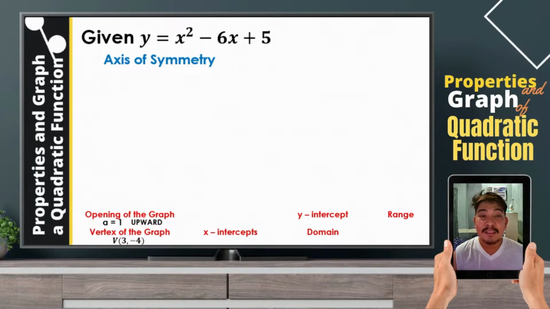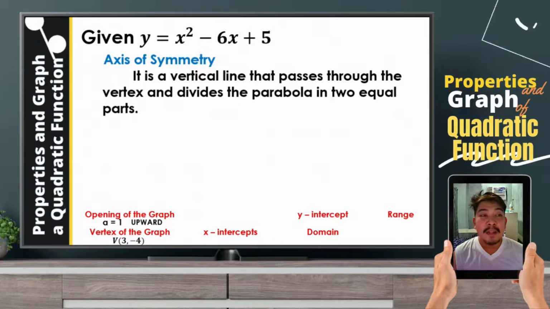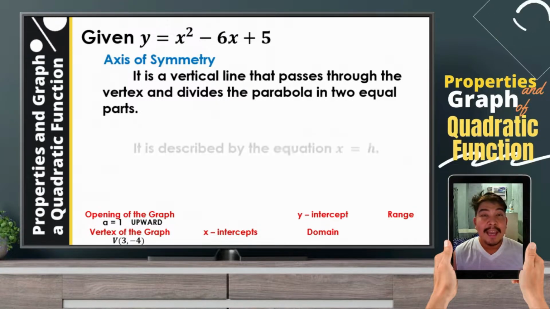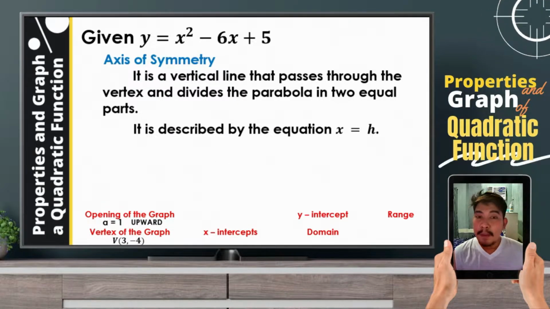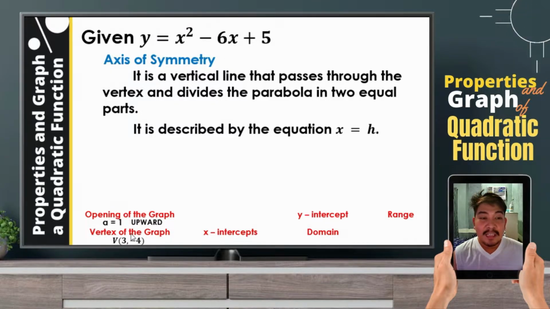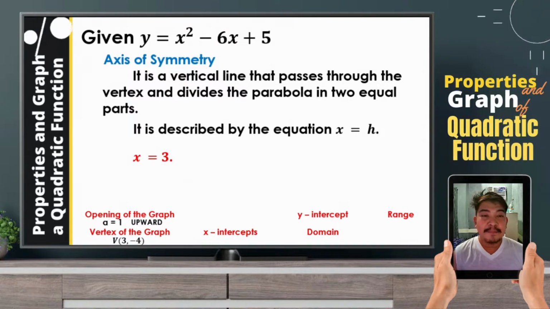Let us now find the axis of symmetry. The axis of symmetry is the vertical line that passes through the vertex and divides the parabola into 2 equal parts. It is described by the equation x is equal to h. Remember, we already solved for the value of h, which here is positive 3. Therefore, the equation of our axis of symmetry in the graph will be x is equal to positive 3.